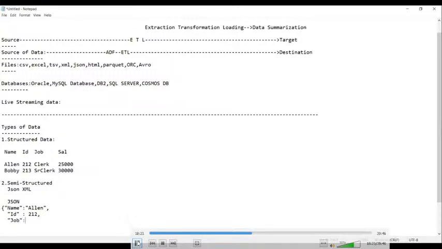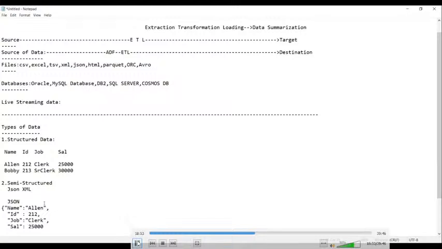This guy's job. What's the job you have? The job is clerk. Then you have what? Salary. What is the salary? Salary is 25,000. That's it. Fine, everyone. Now this is the data you have.